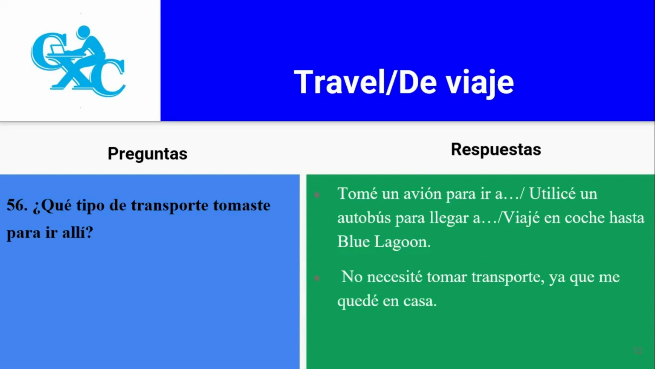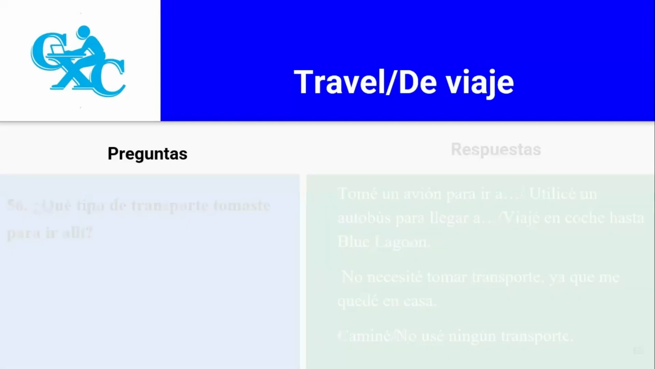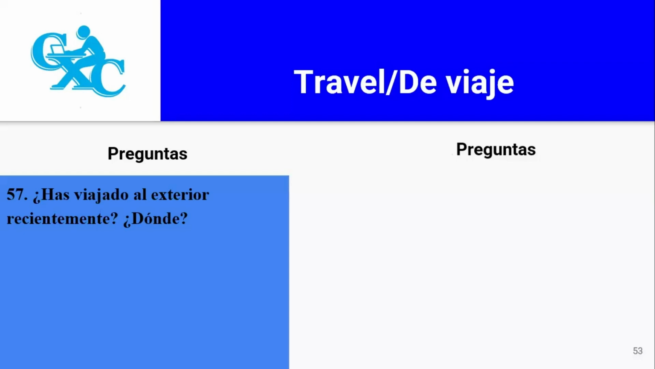No necesité tomar transporte, ya que me quedé en casa. Excelente. Or? Caminé. No usé ningún transporte. Excelente. All right. Let's go to the other question.